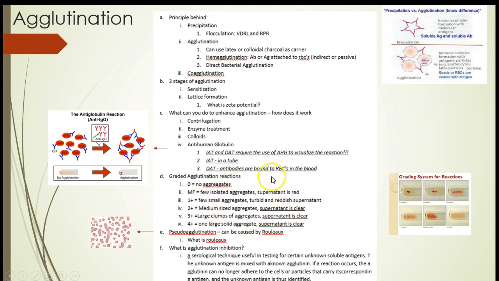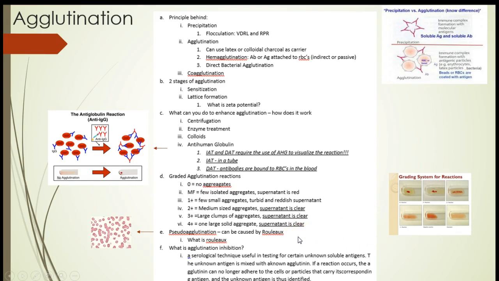Know the difference between the graded reactions, okay, the definitions. So if it's 0, it's pretty smooth. If you look over on the right-hand side here, it's all homogeneous and mixed back together. Moving all the way up to a 4+, where you have one solid aggregate clump.